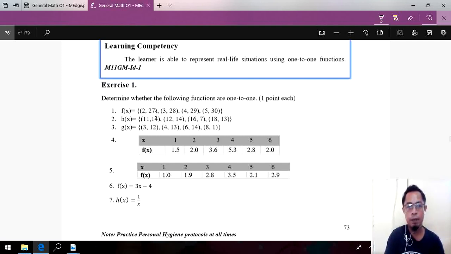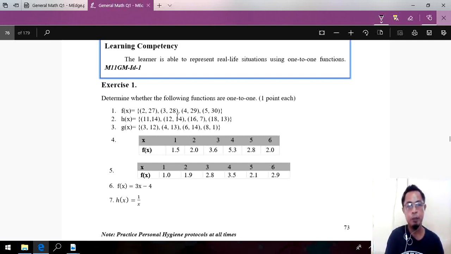We have (2, 27), (3, 28), (4, 29), and (5, 30). What can you say on this function f of x? Is this a one-to-one function? So let's try to inspect the domain. The domain here are 2, 3, 4, and 5. And you would notice that in the range, there is no replication done. We have 27, 28, 29, 30. And with that alone, we can say now that the first function is a one-to-one function.